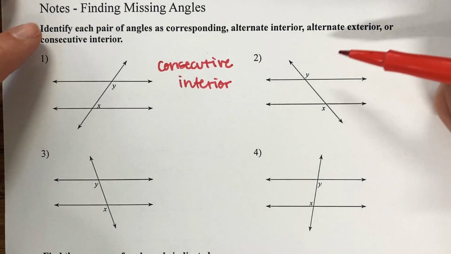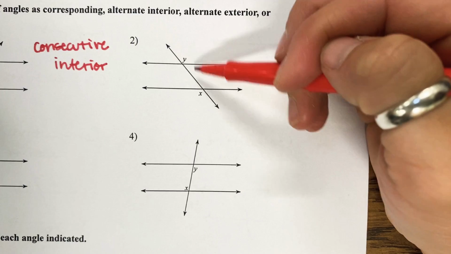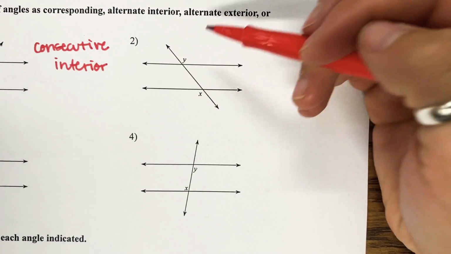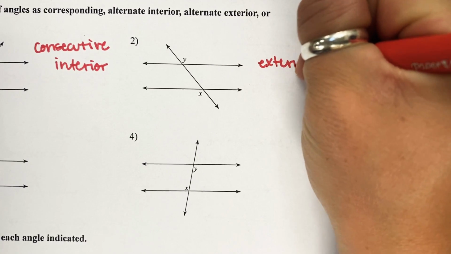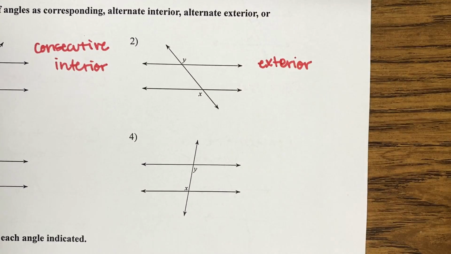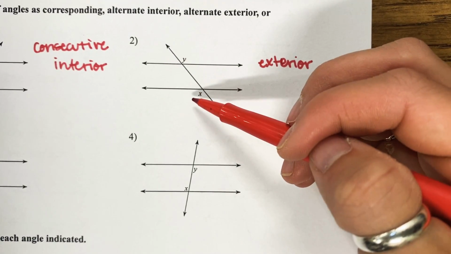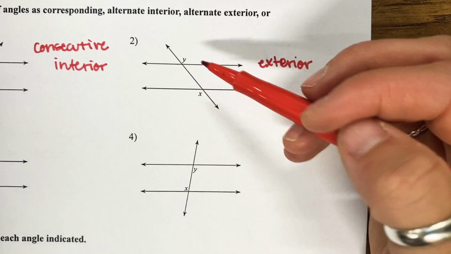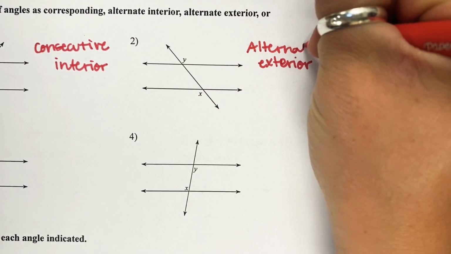Okay. So on number 2, first thing I notice is that they're both on the outside of my parallel lines. So that automatically tells me something exterior, either consecutive or alternate. Well, now I see that the X is on the left side of my transversal and the Y is on the right. So they're on different sides. Different means alternate.